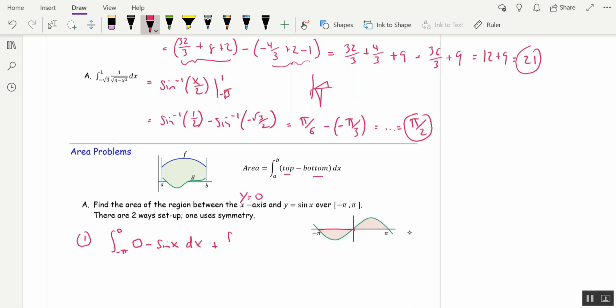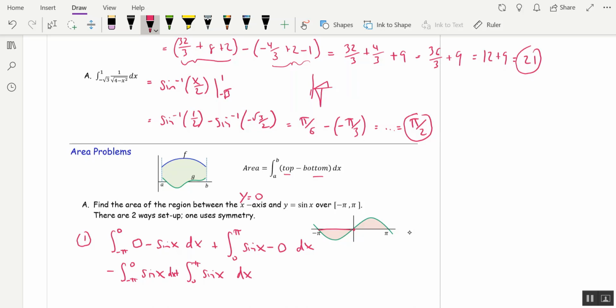Okay, and then the second region goes from 0 to pi. The top curve is sine x. The bottom curve is 0 dx. So that's the setup if you want to do both integrals. So this would be negative the integral from negative pi to 0 of sine x dx, plus the integral from 0 to pi of sine x dx. If I clean up, take off the 0 and pull that minus out front.